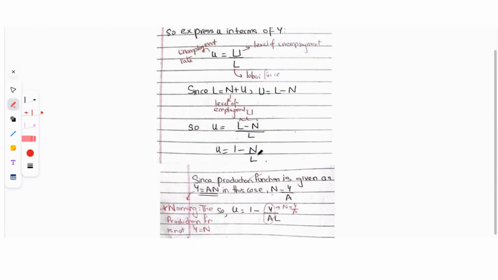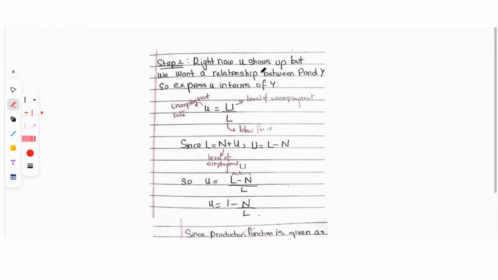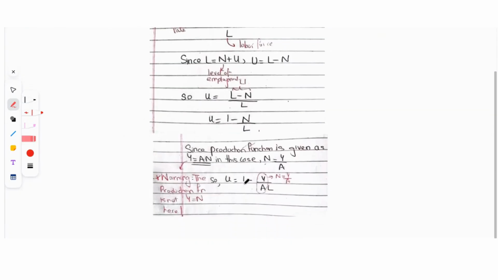So this is where we use our production function. Our production function is given to us as Y is equal to AN. Remember here the production function is Y is equal to AN, not Y is equal to N as in the text. So when you're determining the relationship between u and Y, you need to keep in mind what the production function given in the question is. So now instead of N over here, we replace it using the production function Y is equal to AN. So from here, when I solve for N, it's Y by A.